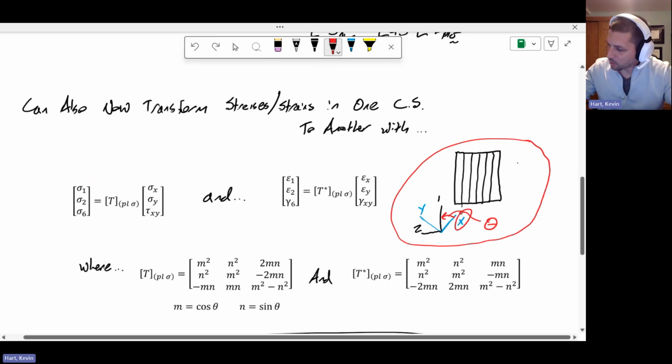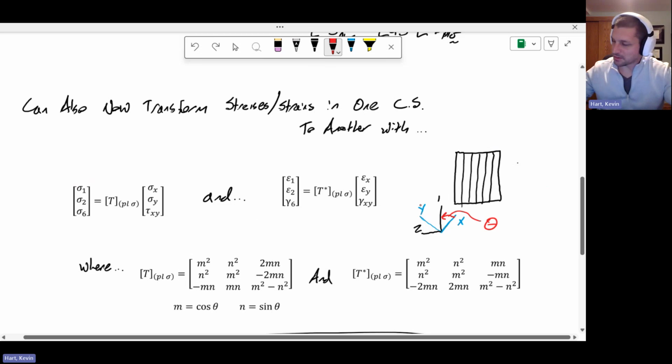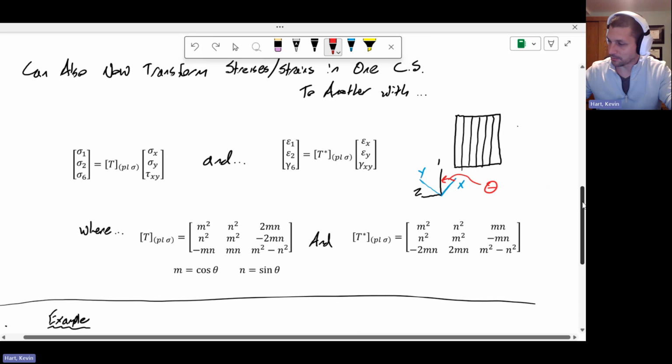And maybe I have another coordinate system that's an XY coordinate system that's rotated from the 1, 2 coordinate system by an angle theta, which let's say that we know. And then I can do transformations according to these matrices here, where we have M's and N's in there, which represent cosine theta and sine theta. So this is just a change of basis. We've talked about this. You've seen this, and you've done this in a 3 by 3 form for the most recent homework. Okay?